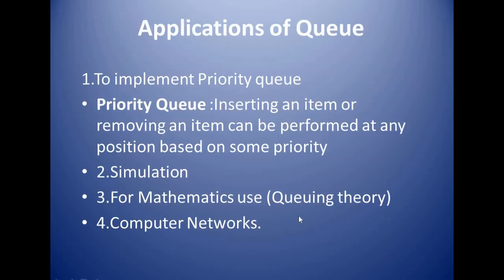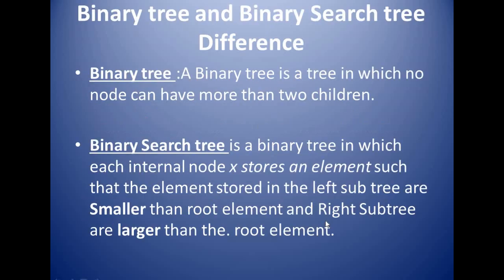What are the applications we are using in queue? Priority queue is the first application. Simulation is the second application. For mathematics, we are using the queue techniques, that is queuing theory, and finally computer networks. These are some of the applications of queue.